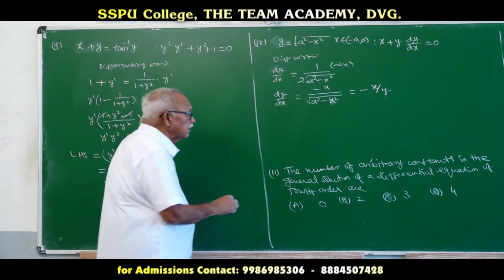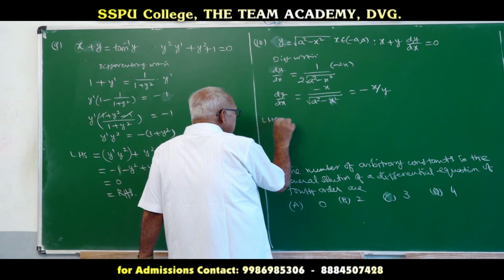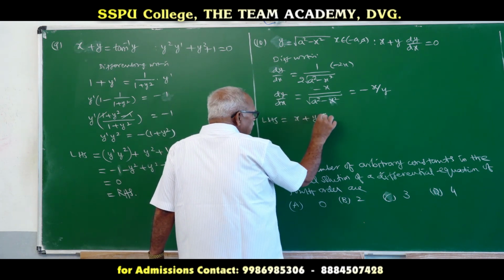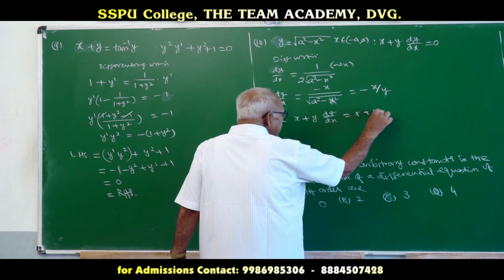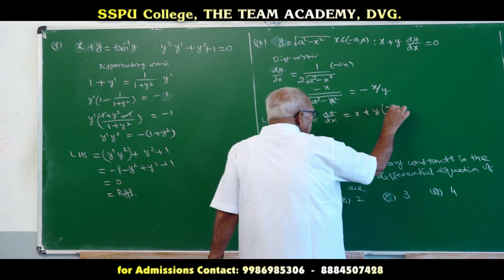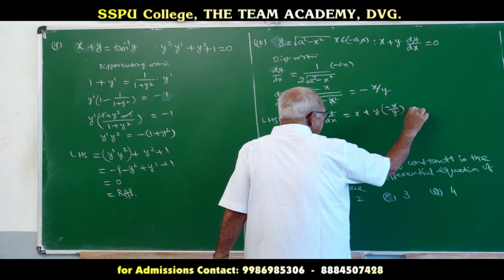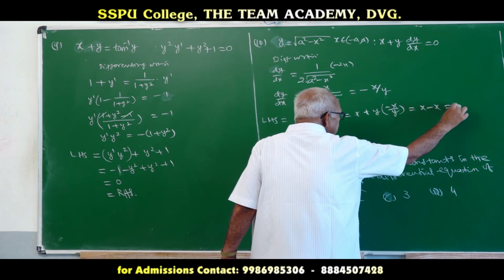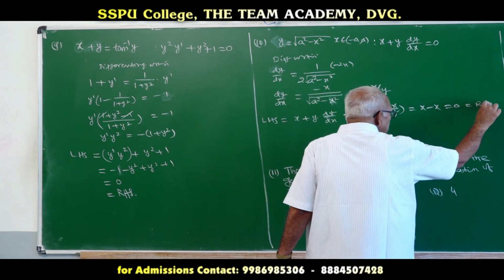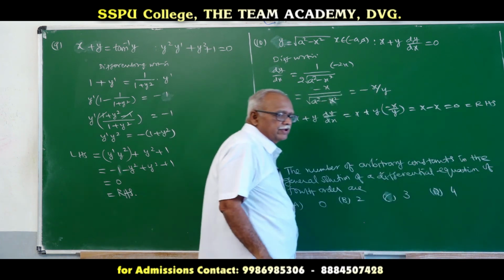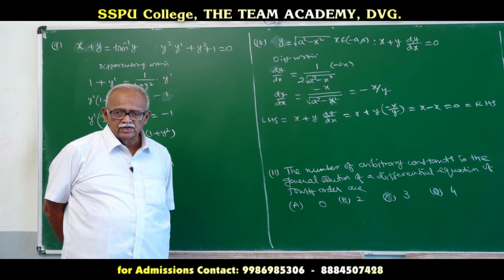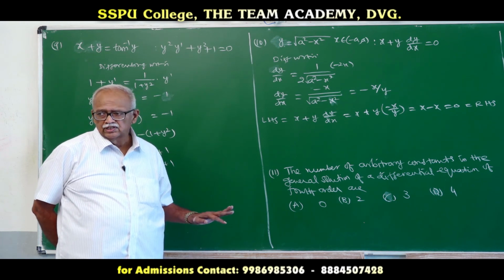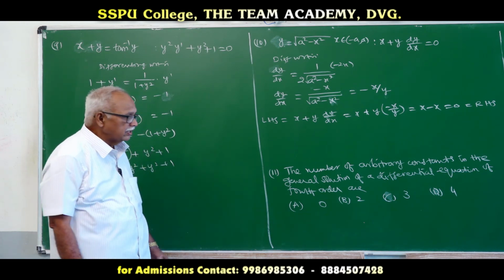Now, we can take the LHS of the given differential equation, x plus y dy by dx, x plus y into minus x by y, which is equal to x minus x, which is equal to 0. So, that is RHS. That is the verification for the function and its differential equation. Function is given, differential equation we have done.